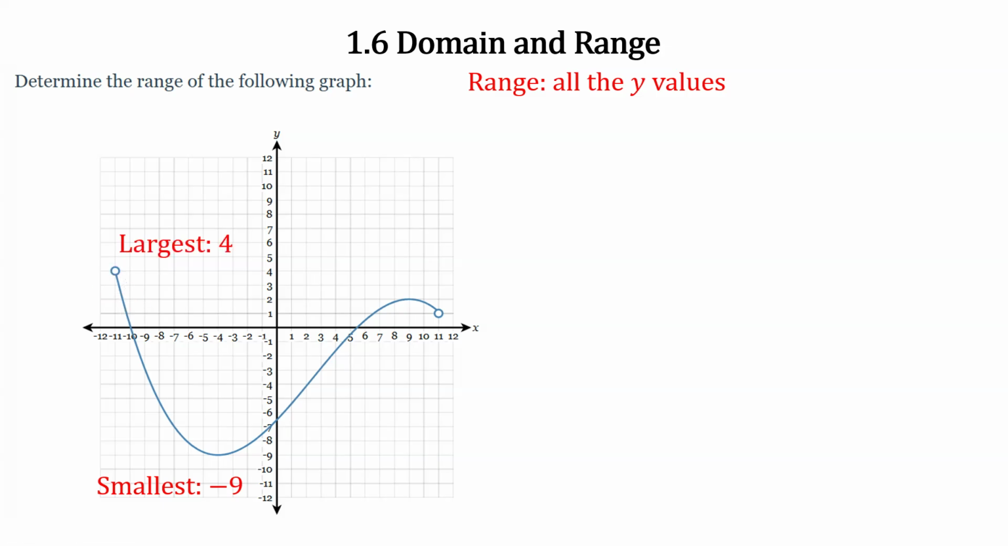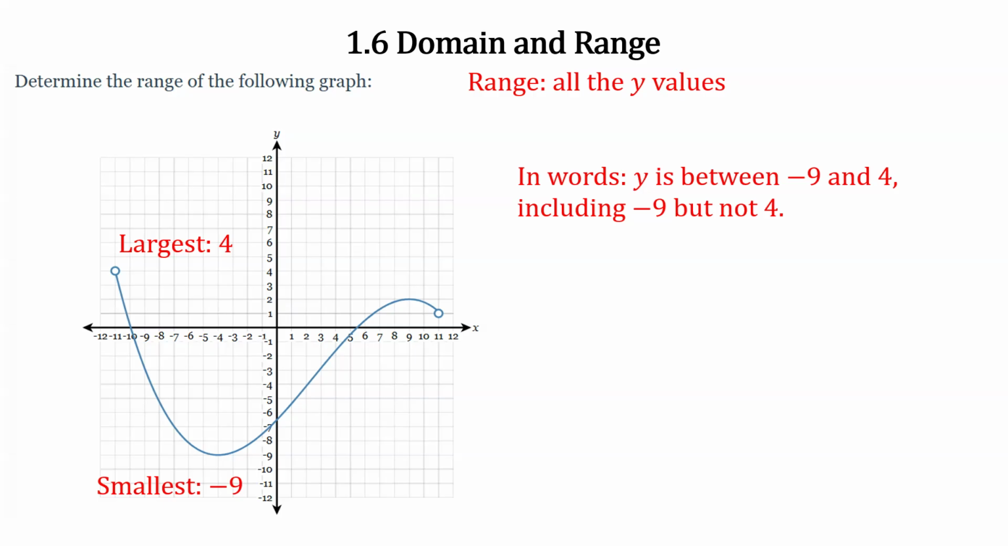So in words, y is between -9 and 4. It's going to include -9, but not 4. This ends up meaning nothing over here. We just want vertical distance. So -9 is less than or equal to y, which is less than 4. Like I said, I see that as y is between -9 and 4, and we're including -9.